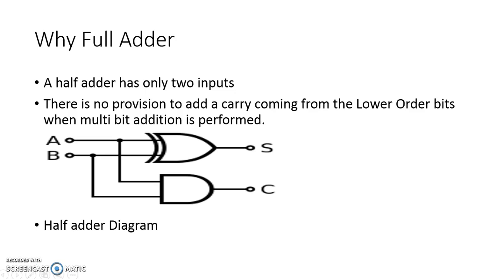As a half adder has only two inputs, there is no provision to add a carry coming from the lower order bits when multi-bit addition is performed. So in order to remove this limitation, we need a full adder. As shown in the diagram, we have only two inputs and only two outputs. There is no provision for a third input.